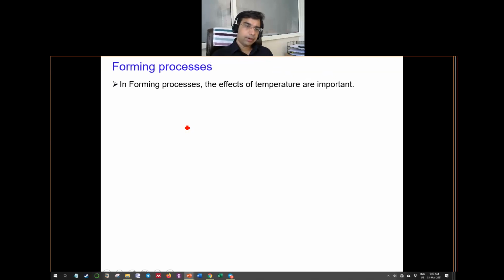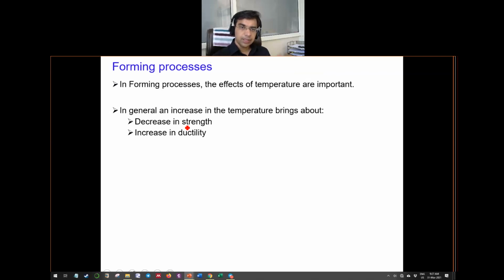So next is the important role of temperature in the forming processes. Temperature plays a very important role in all these forming processes, and that temperature is also used to classify these forming processes in three categories that I will discuss. So what is the important role of temperature? Temperature basically influences the ductility and strength. Whenever the temperature increases, the strength of the material will decrease and the ductility will increase.